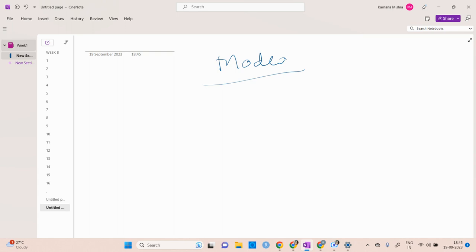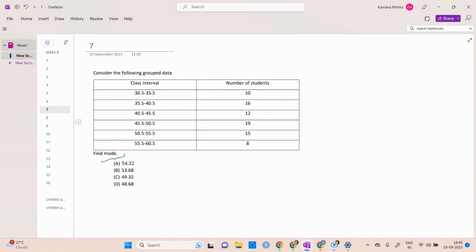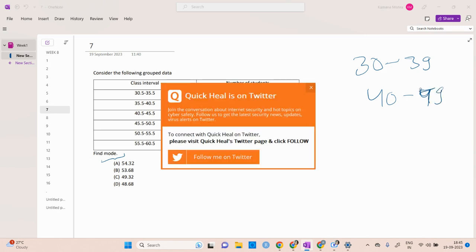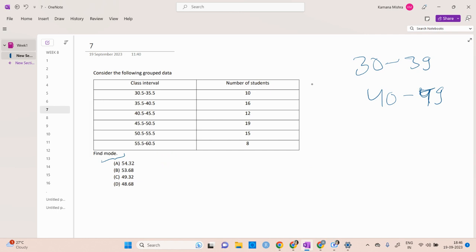So for the formula for a mode, if you have this kind of classes, you need to see firstly that if one class is ending at this point, then another class needs to start at that point. Otherwise you need to do something. If it is 30 to 34 and the next one is from 35 to something, then you need to convert this interval. Like if you have the first interval as 30 to 39, let's say, and the second one from 40 to 49, then you need to convert these types of intervals into 30 to 39.5, and then 39.5 to 49.5, in case you go through the question this way.